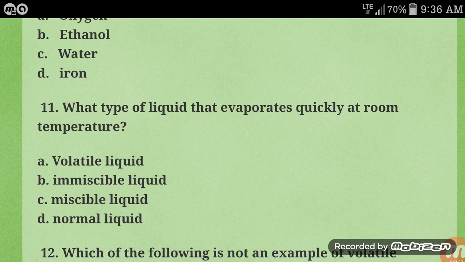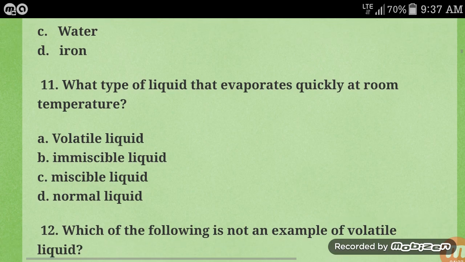Now, what type of liquid evaporates quickly at room temperature? Okay, what are those kinds of liquid that immediately evaporate even at room temperature, which is like 37 degrees? So what's that? There are volatile liquids. Okay, immiscible liquids, letter B, are those liquids which cannot be mixed together, like oil and water. Miscible liquids are like water and alcohol, because they can be mixed. Okay, like that. So the answer here in 11 is letter A, which is volatile liquids. They immediately evaporate at room temperature.